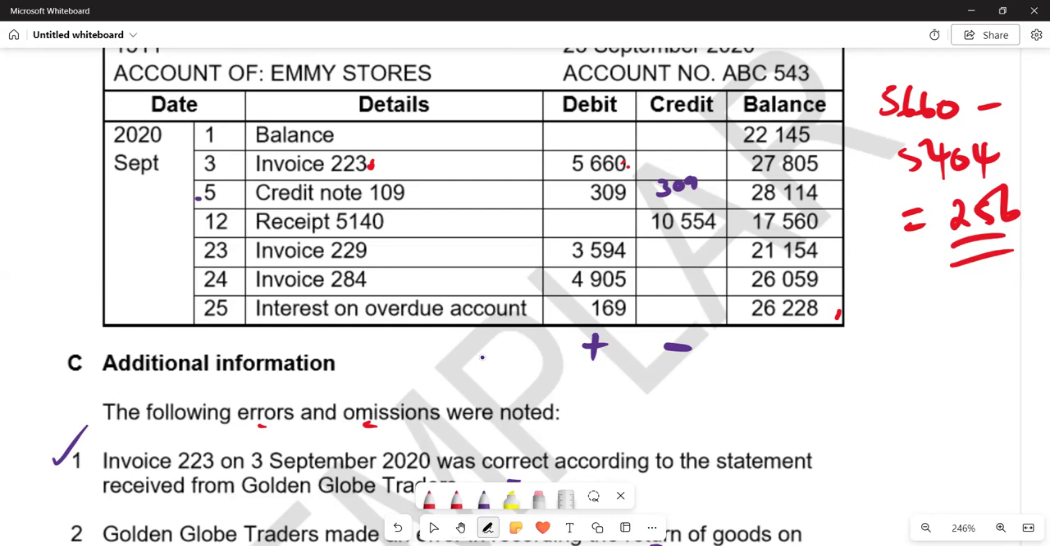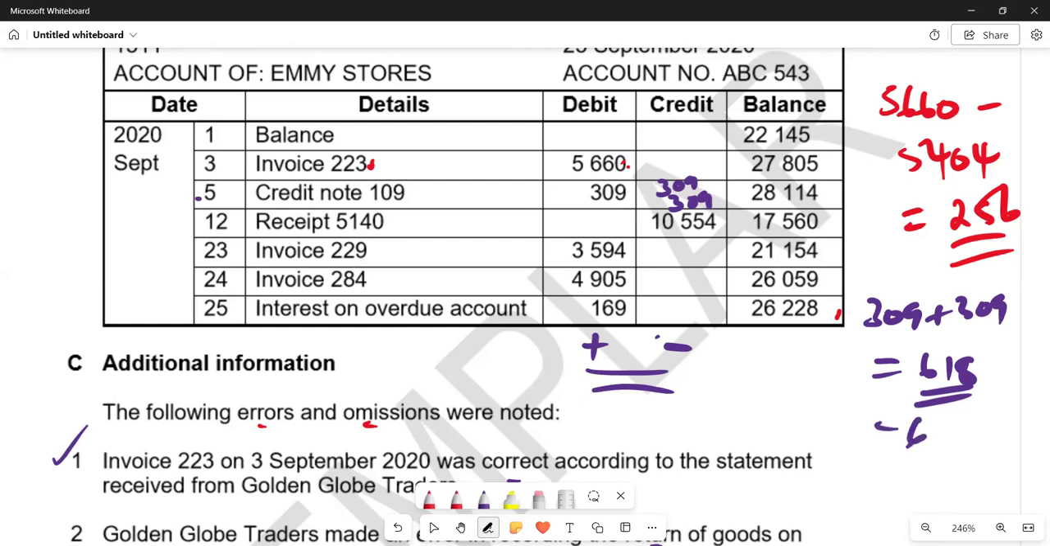Then we enter the correct figure now, which is supposed to be on the credit side. So we're going to enter 309 twice. Basically, we are saying 309 plus 309 on the credit. That's what we have, and then we are going to have a total of 618. So we are going to put 618 on the credit. But remember, when we're entering on the credit, it should indicate it as a negative in the reconciliation. So we are taking it as a negative 618. So that's how we are going to correct it.